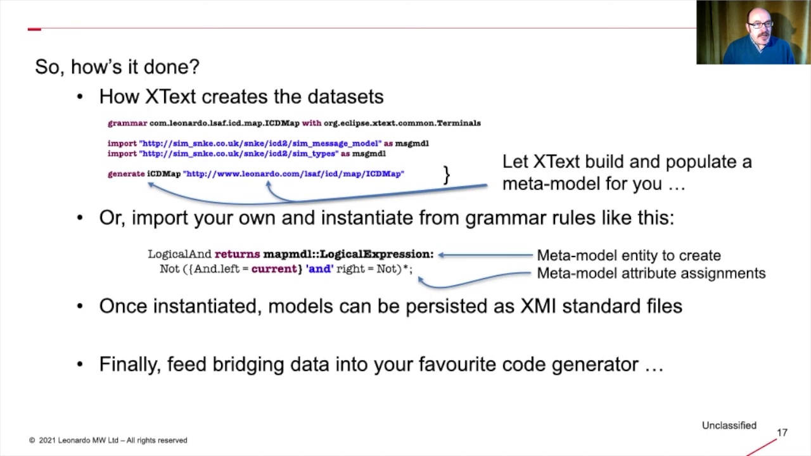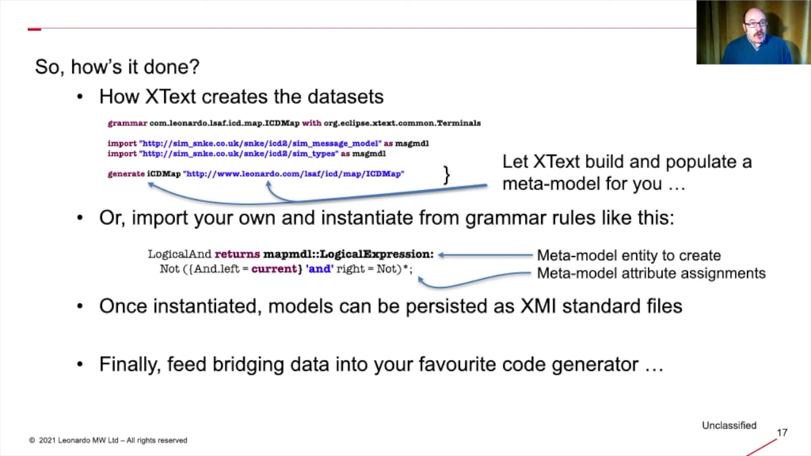Once the data set is instantiated by parsing, you've actually got a data set ready for the next stage, which is generating code from. Those models can be persisted if you want as XMI standard files, or, even more slickly, you can just pass the ADL and the transformation system is smart enough to know that it needs to run the parser on it first to get the data that it needs.